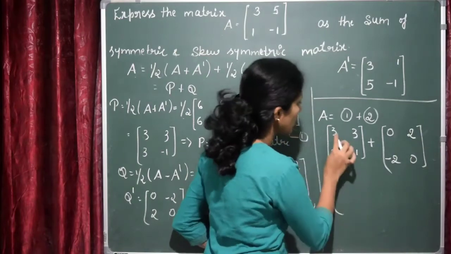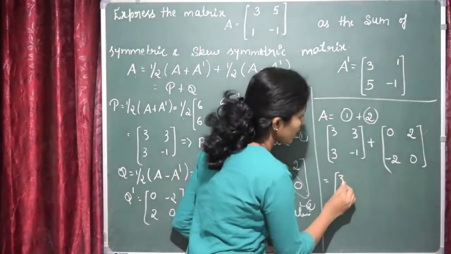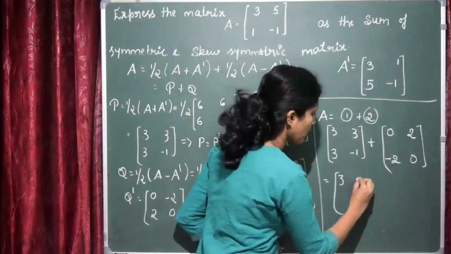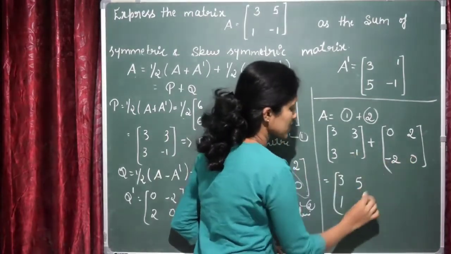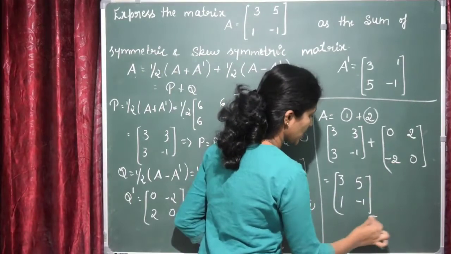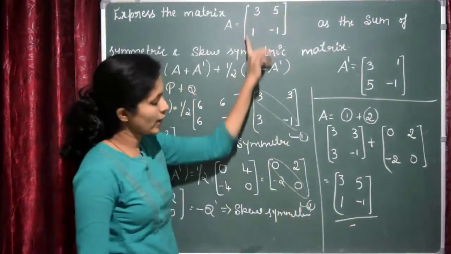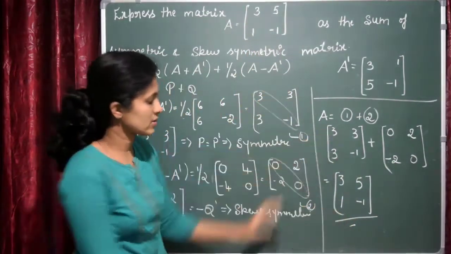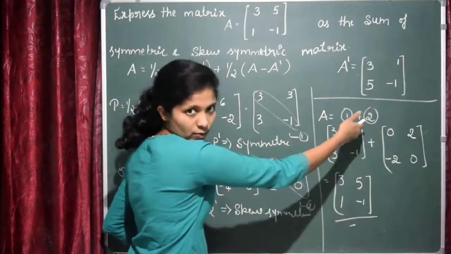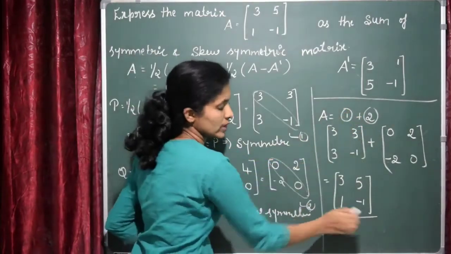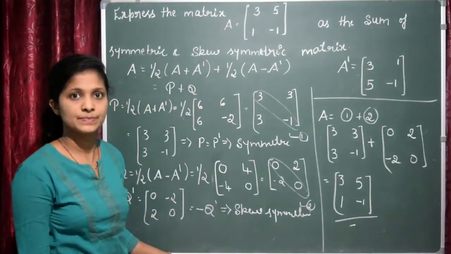So this is equal to 3 plus 0 will be equal to 3. 3 plus 2 is 5 and 3 minus 2 is 1. Minus 1 plus 0 will be minus 1. So this should be equal to A. Is it equal to A? 3, 5, 1 and minus 1. This is still here you have tried. In the previous problem I couldn't explain these values. Okay, you have to do till here. Is it clear?